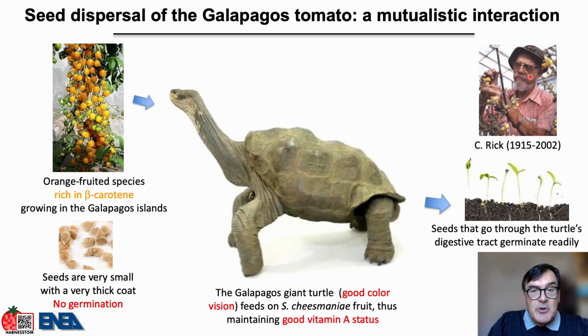Until a professor from UC Davis, Charles Rick, discovered in one of his trips that the Galapagos giant turtle is very fond of the orange fruits of these 2 species, and moreover, that the seeds, after passing through the digestive tract of the animal, germinated readily. This is a very good example of a mutualistic interaction between a plant species and an animal. In this case, the orange color of the fruits attracts the animal, and the presence of beta-carotene helps it maintain a good vitamin A status.